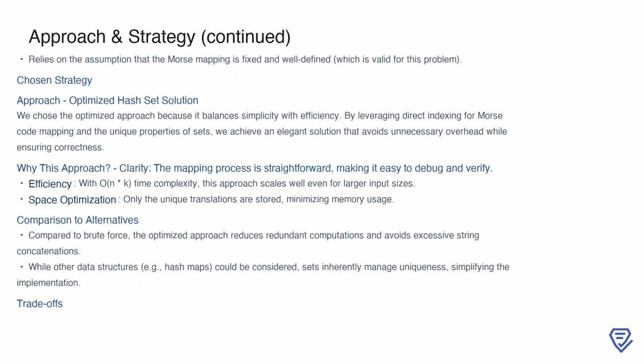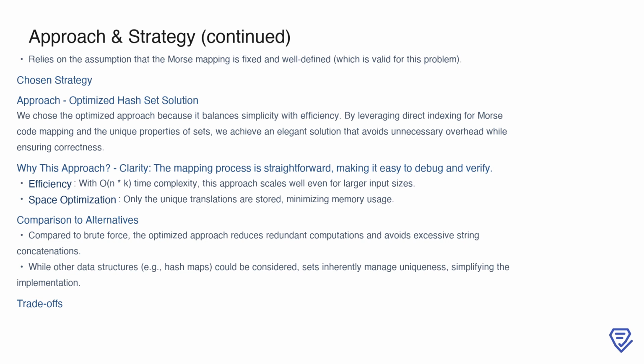This optimized method relies on the assumption that the Morse code mapping for the English alphabet is fixed, a constraint that holds true for this problem. Based on its balance of efficiency and clarity, this is the approach we selected as the final solution. It simplifies the logic by utilizing direct array indexing for Morse translation and the unique properties of sets to handle duplicates. This choice is supported by several reasons.